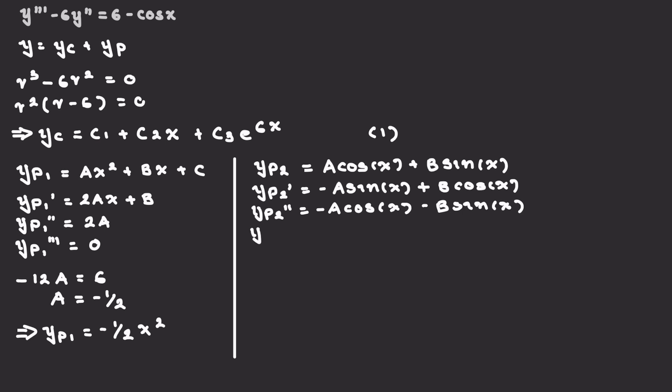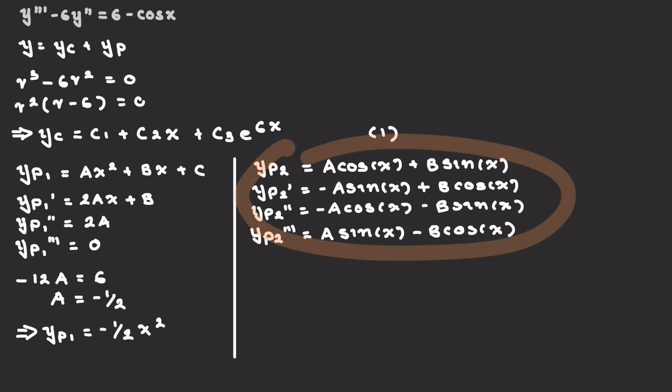Taking the third derivative, we have here positive a sine of x and negative b cosine of x. After we have the equations, we're going to do as usual: plug the equations in our original ODE and solve for the coefficients.